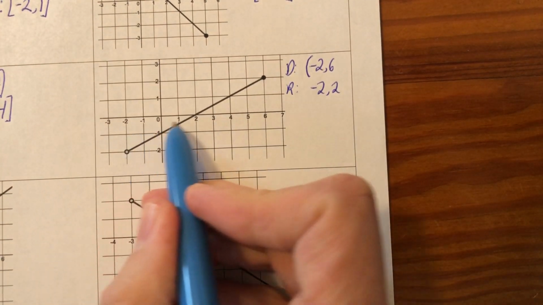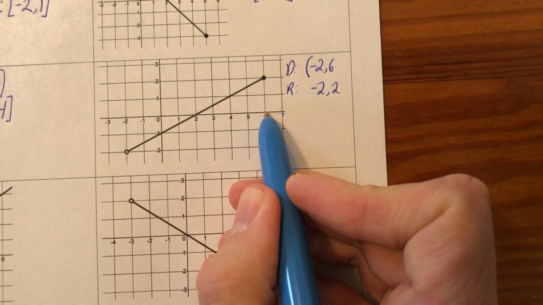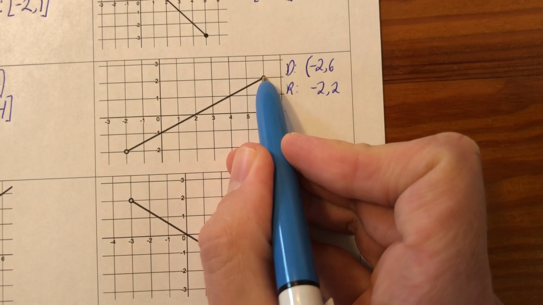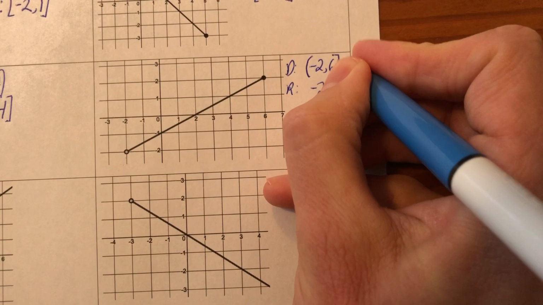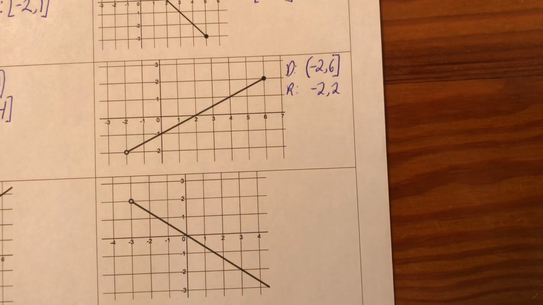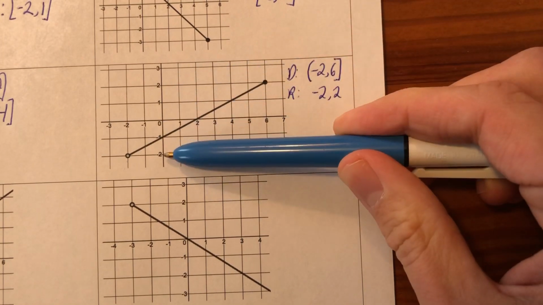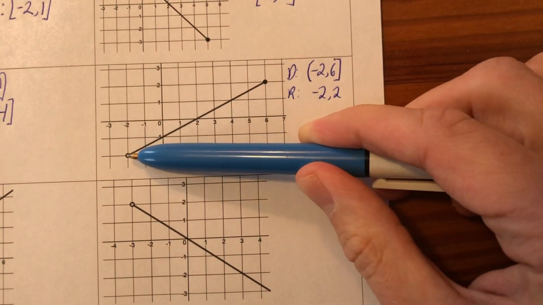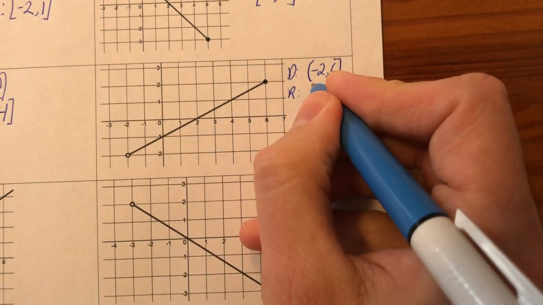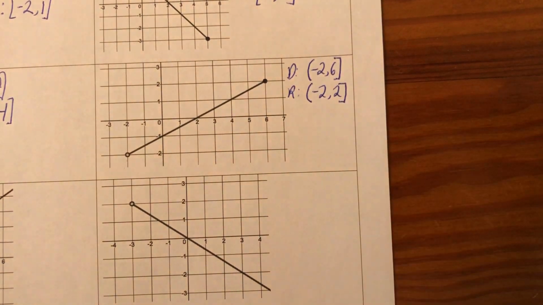Okay? The x value over here is 6, and there is a closed circle on 6, so there is a bracket. All right, the range goes from -2 to 2, but it does not include -2. It does include +2.